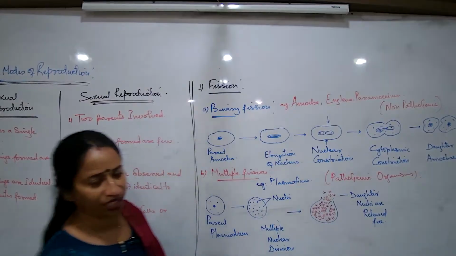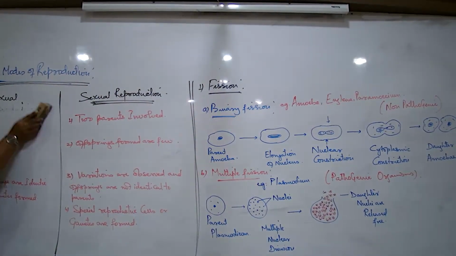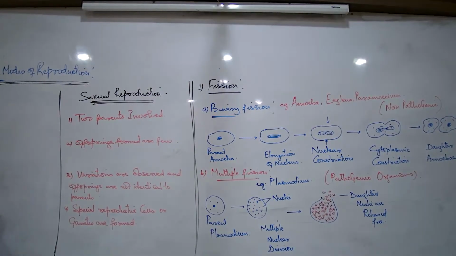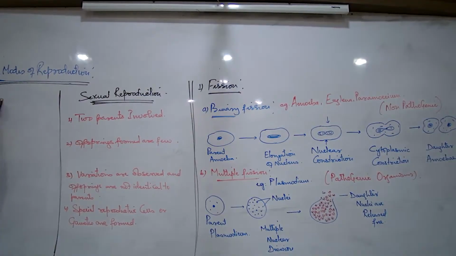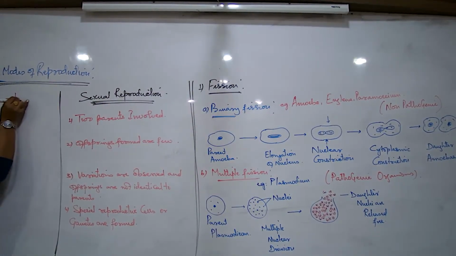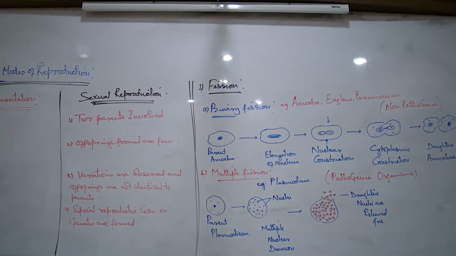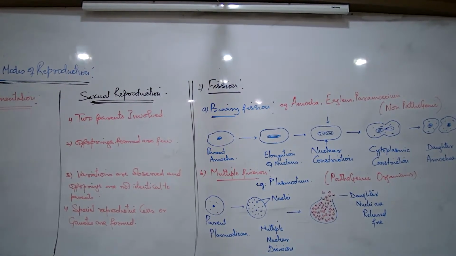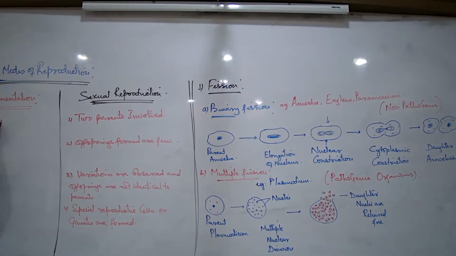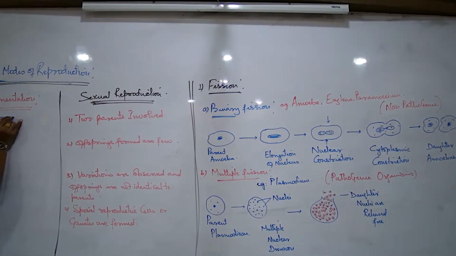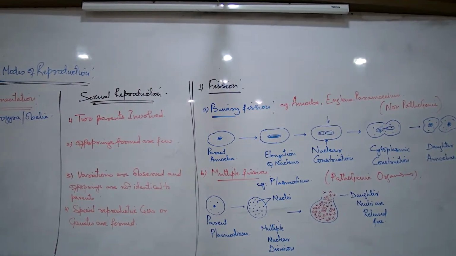After fission, let us talk about the next method, that is fragmentation. In what type of organisms does fragmentation take place? And how is it different from the rest of the methods? Fragmentation generally takes place in simple multicellular organisms, something like Spirogyra. Spirogyra is there, Obelia is there. These are organisms which show fragmentation.